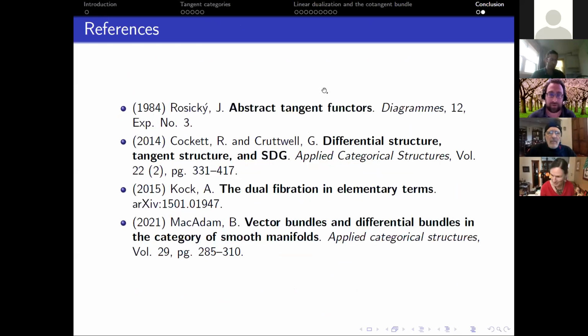I got some references here. Don't have anything like a paper yet on this general story. It's still work in progress, but here are some references about tangent categories, the dual fibration, and Ben MacAdam's work on relating vector bundles and differential bundles. All right, thanks everyone for your attention.